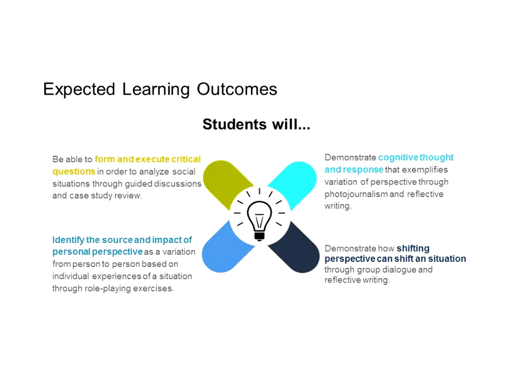The learning outcomes from this project, well, students are able to form and execute critical questions. They're able to demonstrate cognitive thought and response. They can identify the source and impact of personal perspective, and also they can shift perspective in a situation. So they can make that action.